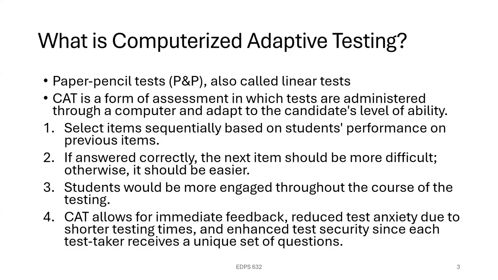CAT has so many advantages. CAT allows for immediate feedback because we have an algorithm. The algorithm will know immediately what is correct and what is wrong, and it can calculate the score. It will reduce test anxiety because you can make tests shorter, since the test is more efficient. And also, we can enhance test security, because students' items could be different. There are so many things about computerized adaptive testing.